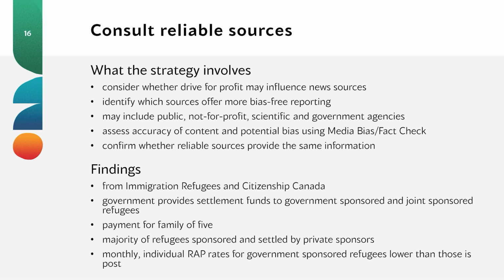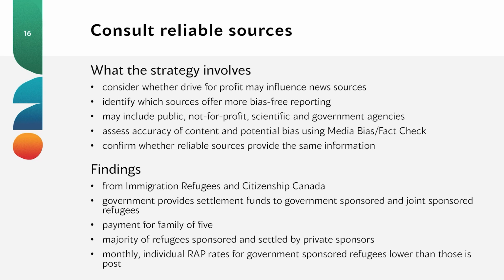Another useful strategy to track down the truth is to consult reliable sources to confirm whether the information is true. For example, consider whether the drive for profits is influencing the news you are seeing. And consider whether public or not-for-profit news sources offer more bias-free reporting. For information based on research, such as information related to health or the economy, a list of reliable sources could include government organizations charged with overseeing these responsibilities, and public or not-for-profit organizations. Examples include Health Canada, Statistics Canada, and non-governmental organizations specializing in specific fields. The website Media Bias Fact Check provides an assessment of factual reporting and fact-checking of different news sources.